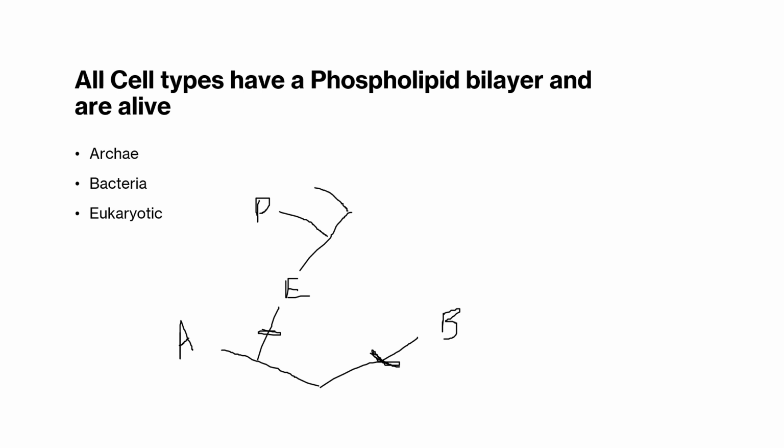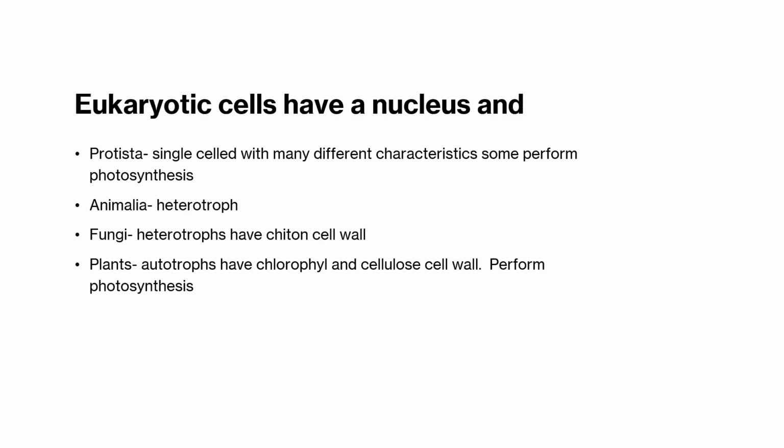We also have a group that actually developed a chitin cell wall, which would be our fungus. I'll put F for fungus. Then we have one that actually developed chloroplasts and a cellulose cell wall, which will give us our plants, PL for plants, and our animal cells continue here. So they're all alive. So eukaryotic cells all have a nucleus, and there are a lot of different types.